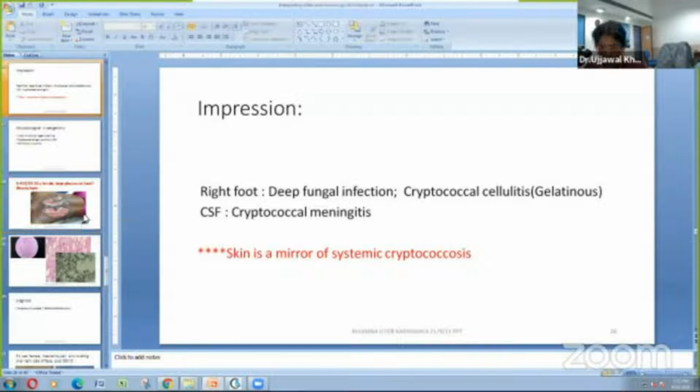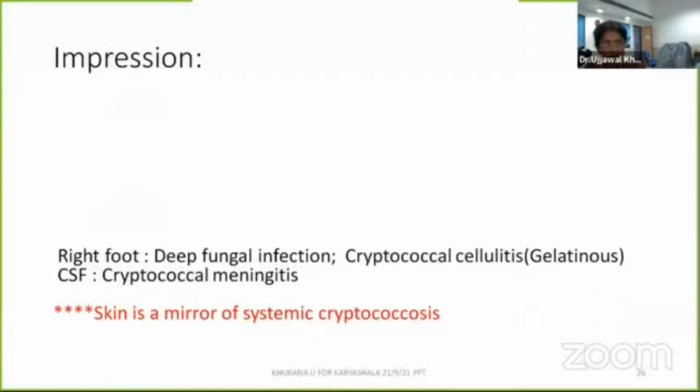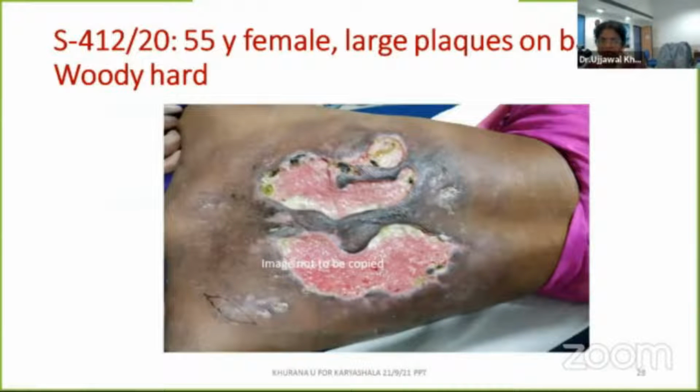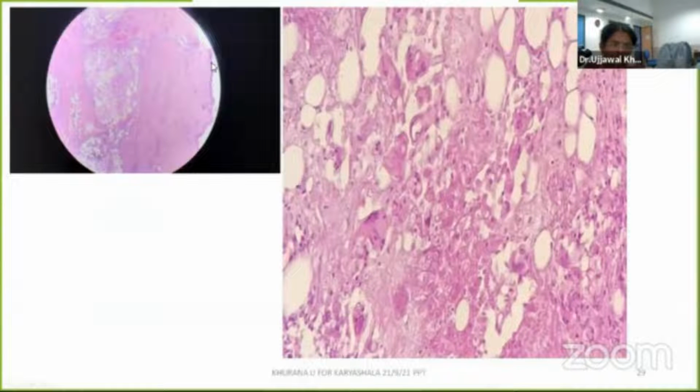Now we'll move to the next case, with ribbon-like hyphal structures. Some of them had bulbous ends. A 55-year-old female with large plaques on the back, and it can be cutaneous mucorales, and we discussed that it may be woody heart mycosis also. So now I'll show you the skin biopsy of the patient.